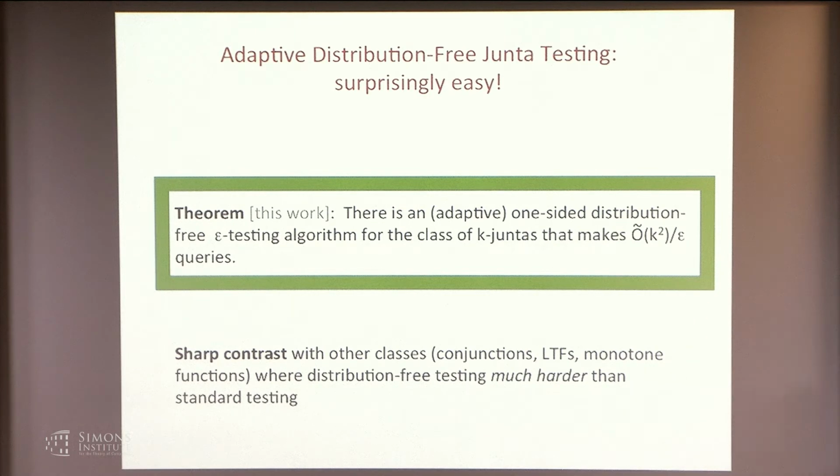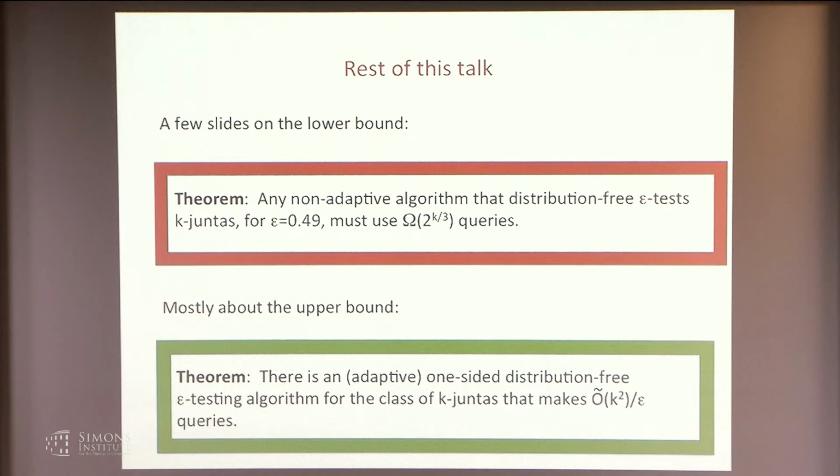Okay, so pretty close. And this is, again, kind of dissimilar to these other classes we looked at earlier, where we had either constant versus polynomial in n, or poly n versus exponential in n. Here it's a polynomial relationship between distribution-free and uniform distribution query complexities. Okay, so that's it. Thank you very much. No, I'll go a little longer.